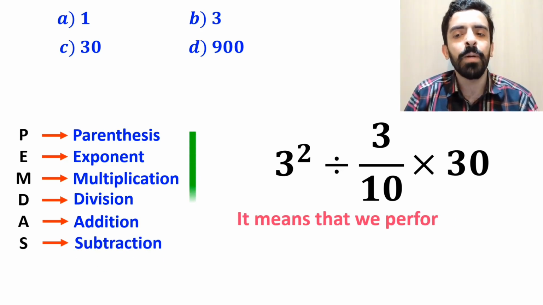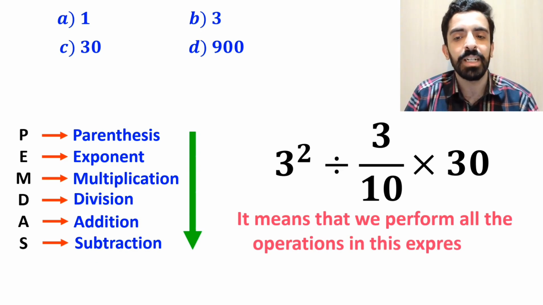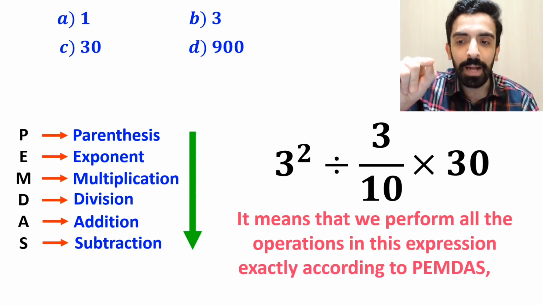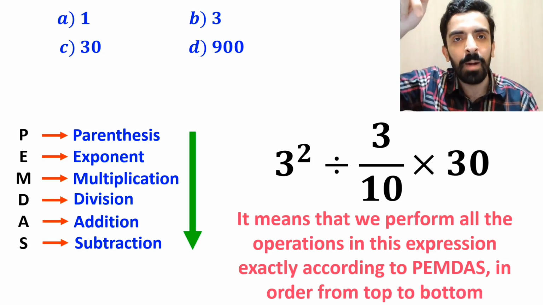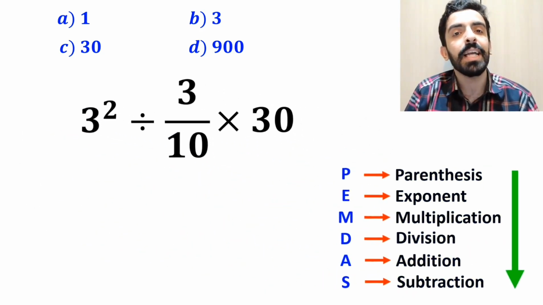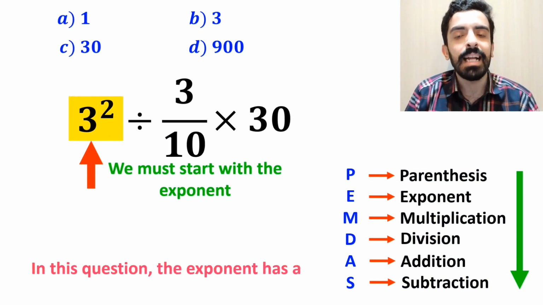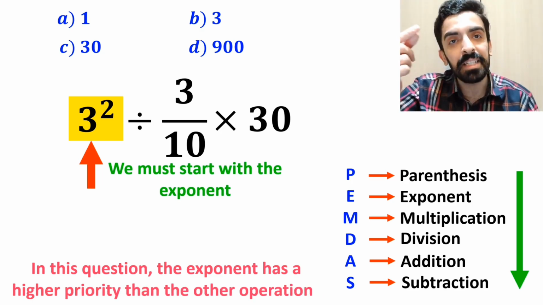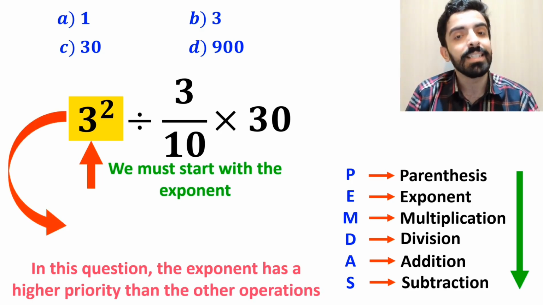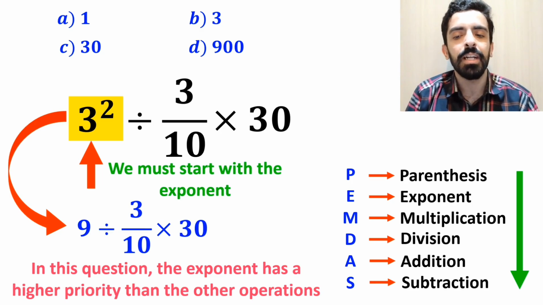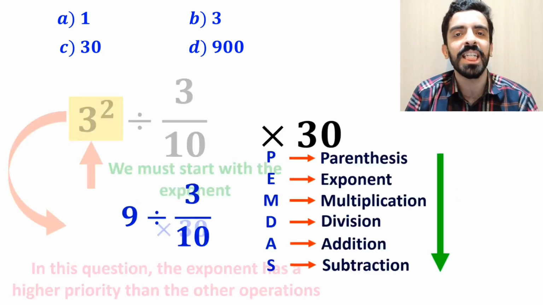It means that we have to perform all the operations in this expression exactly according to the PEMDAS rule in order from top to bottom. Okay, first we must start with the exponent, because in this expression, exponent has a higher priority than the other operations. So, instead of this expression, we can write 9 divided by 3 over 10 multiplied by 30.